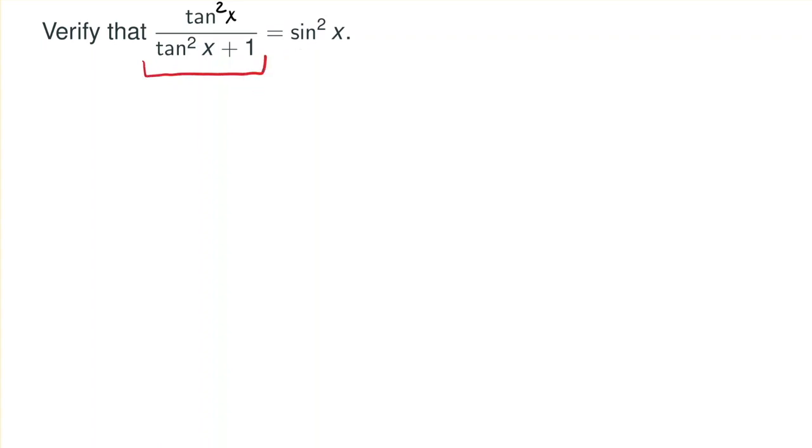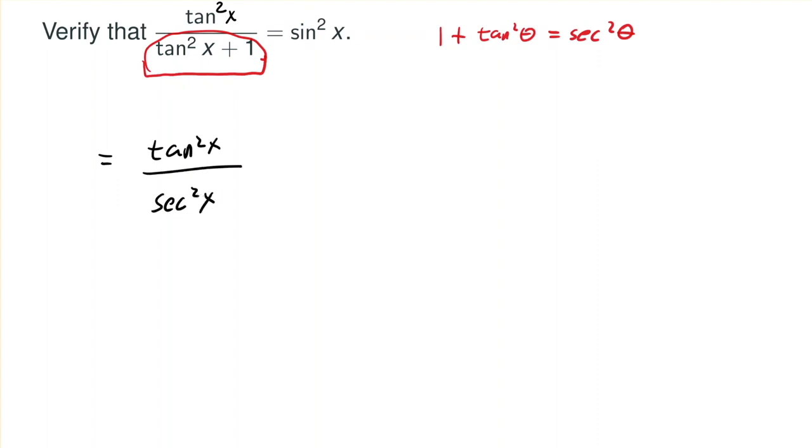Okay? So here, there's at least two ways to do it, but let's look at the simpler one, where we have to remember one of those identities. This is also called the Pythagorean identity: 1 plus tangent square theta equals secant square theta. So we have to remember that. So instead of this right here, I can rewrite this as tangent square x over secant square x by the trig Pythagorean identity.